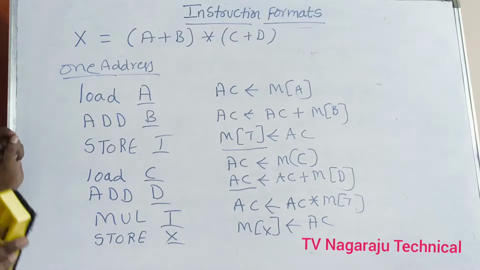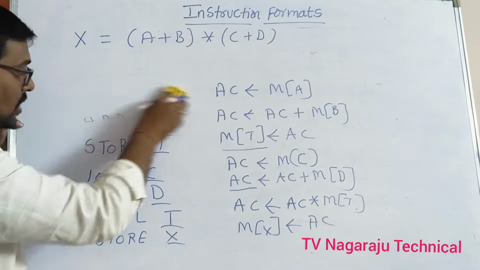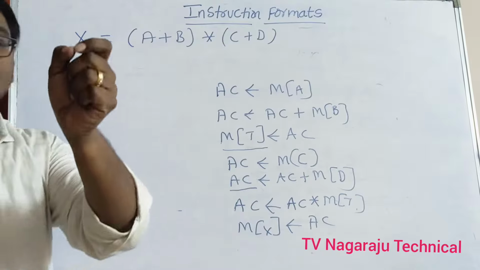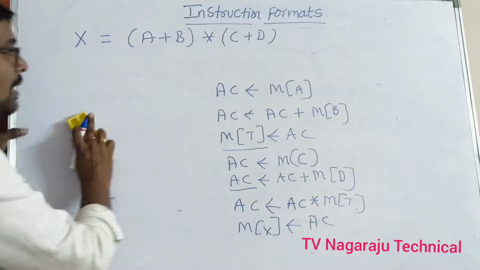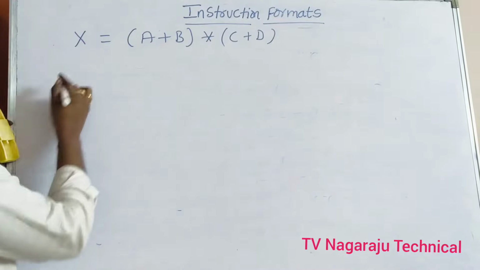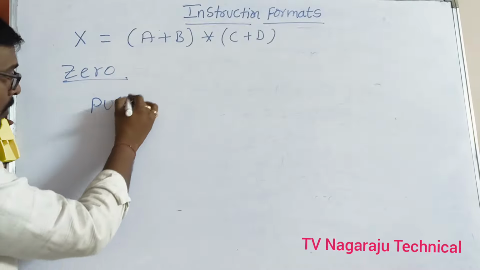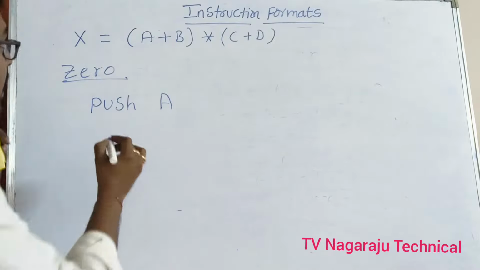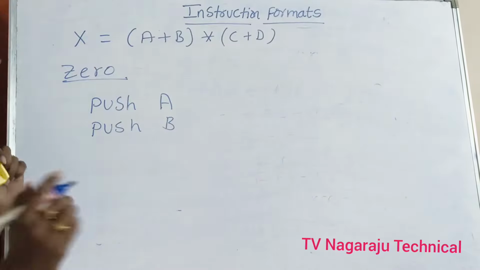Now move to zero address instruction. Direct zero address instruction is not at all possible. Some instructions use zero address and some instructions use one address. Generally we implement that concept by using stack organization. Now coming to zero address instruction, what are we doing? Push A. That means push A onto the top of the stack. Now push B. Push B onto the top of the stack.